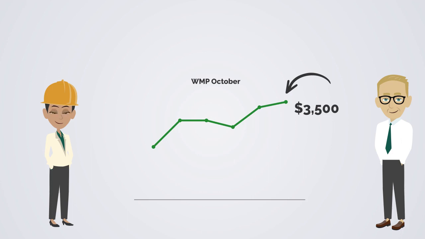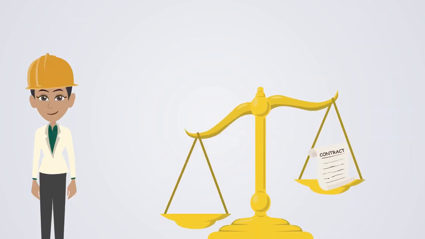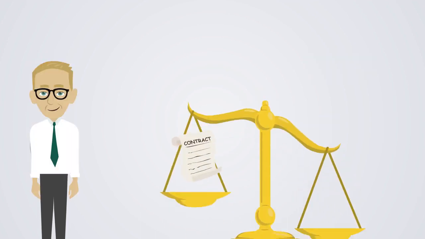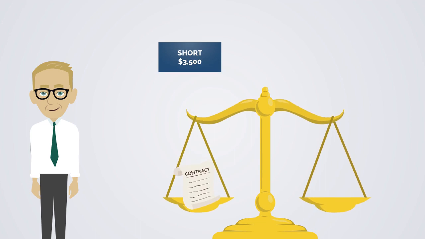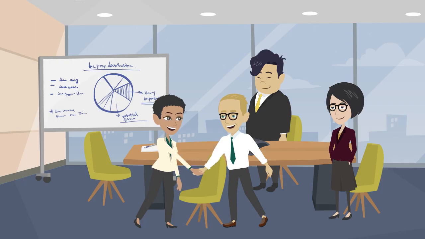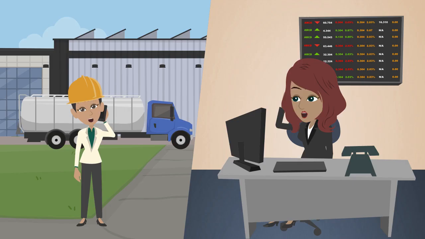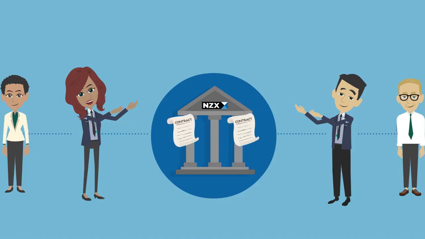Kate is short futures at $3,200 and Steve is long futures at $3,000. To execute the EFP, Kate will close out her futures position by going long a futures contract at the current NZX market price of $3,500, and Steve will take the other side and close out by going short a futures contract at $3,500. To execute the transfer of their closed-out futures position into a physical contract, Steve agrees to buy 1,000 metric tonnes of whole milk powder at $3,500. They inform their respective brokers who execute the EFP via the exchange.